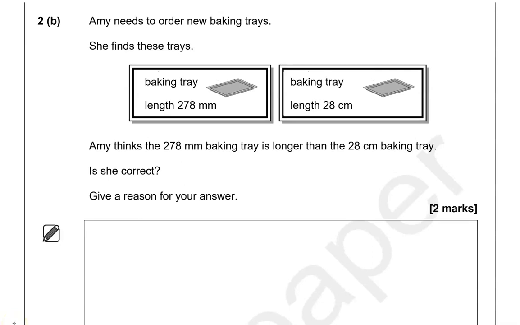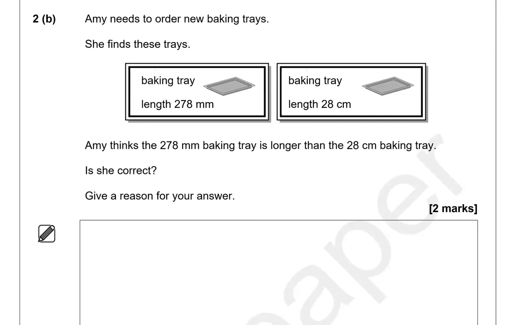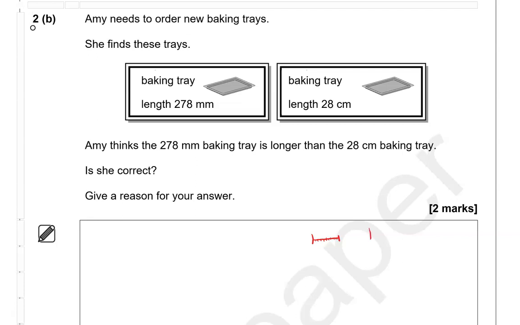So one of the measurements is given in millimeters and the other one in centimeters. In 1 centimeter, there are 10 millimeters, those small divisions you see in the ruler. So that's worth remembering.